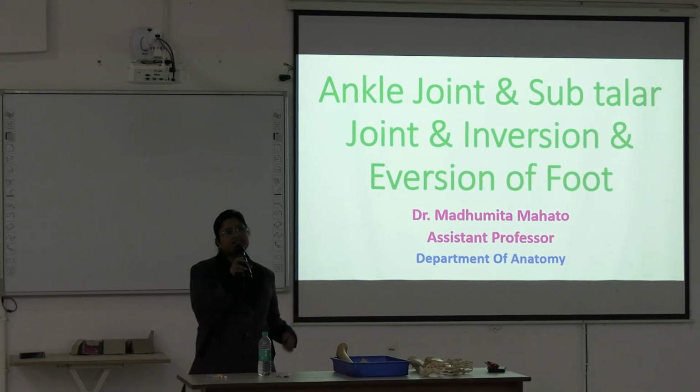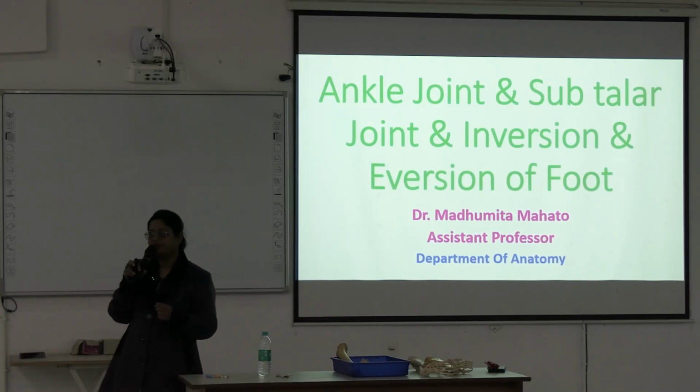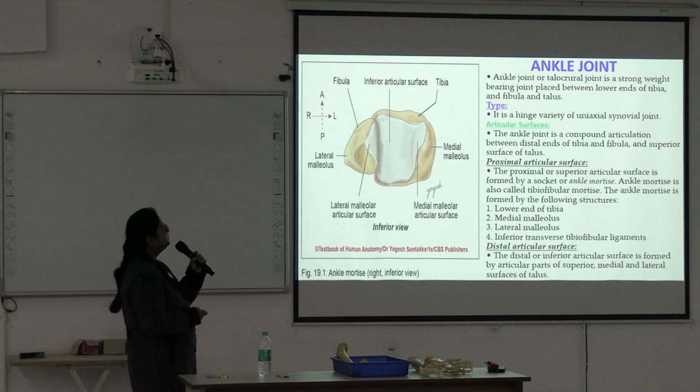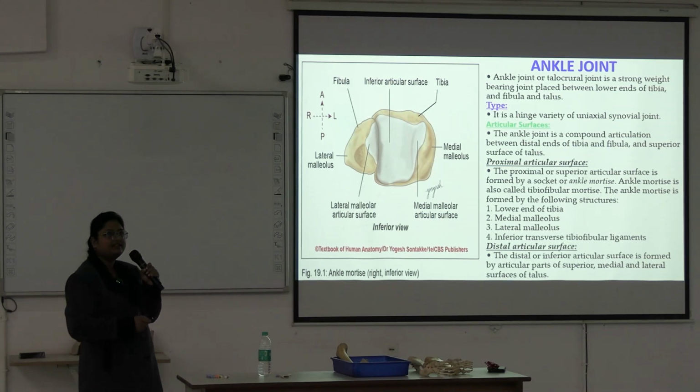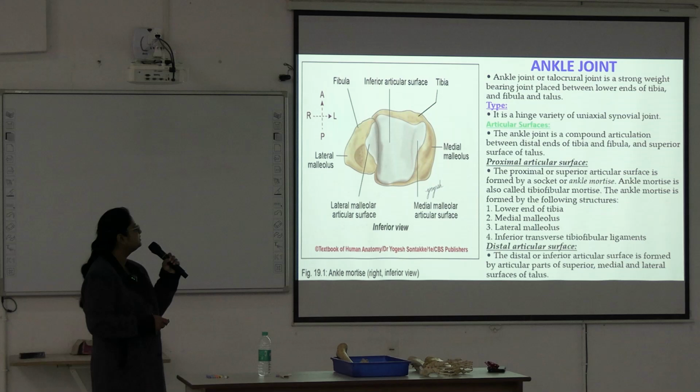So today we will discuss the ankle joints and joints of the foot. Okay. So ankle joint or talocrural joint, it is a strong weight bearing joint placed between the lower ends of tibia and fibula and the talus. Tibia and fibula articulating with the talus to form the ankle joint.